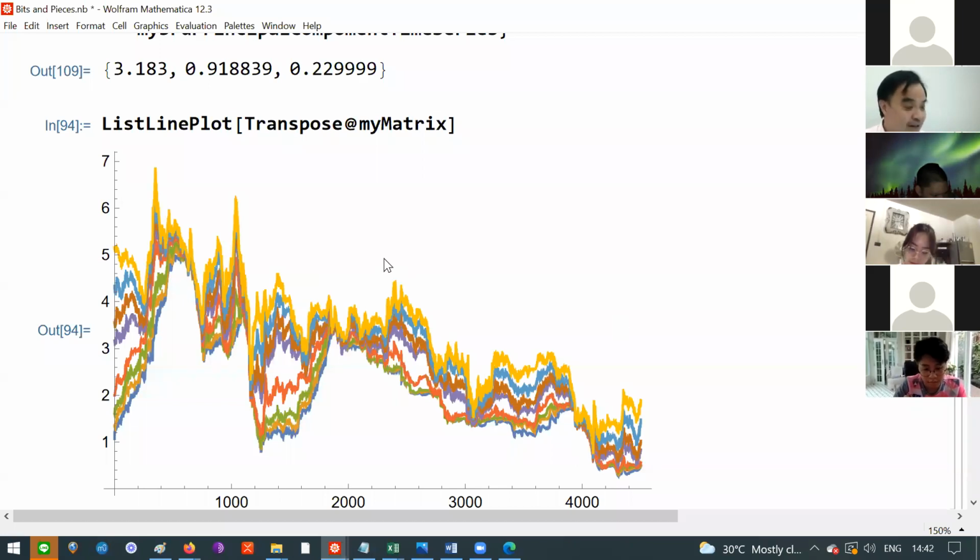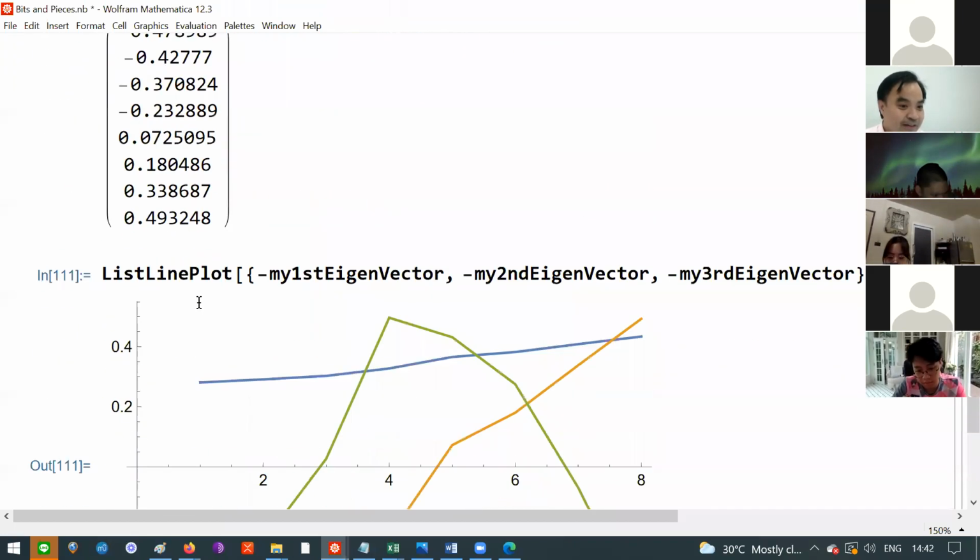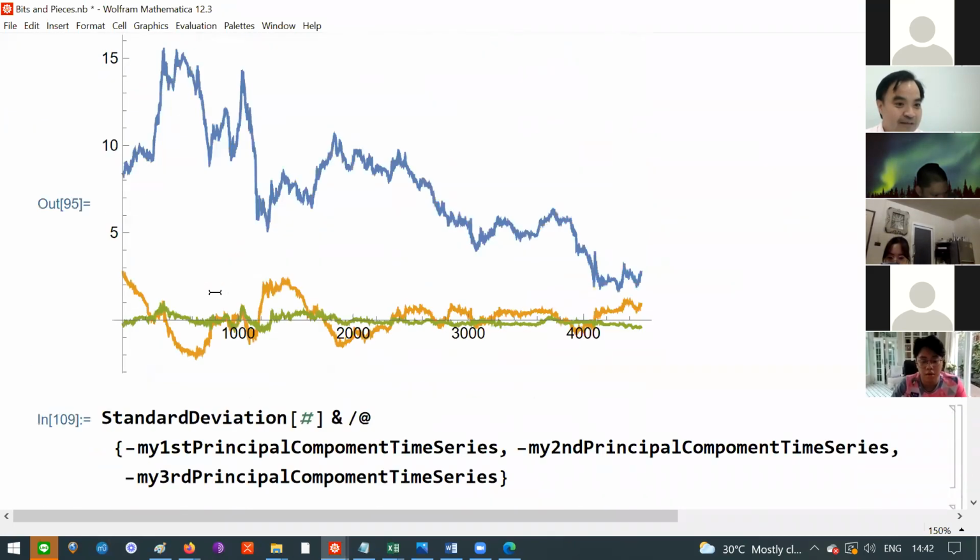Now, obviously, this is not all there is, right? So this is the representation of the movement, this movement here.